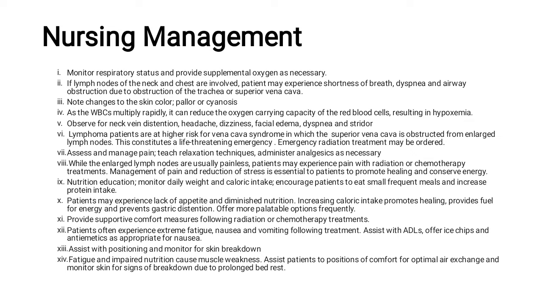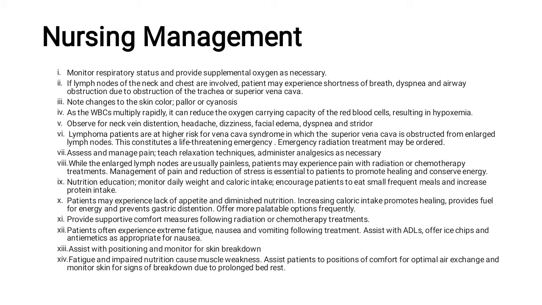Nursing management, that was side effects and how you can manage them. Now the nursing management, first thing you monitor respiratory status and provide supplemental oxygen as necessary. If lymph nodes of the neck and chest are involved, the patient may experience shortness of breath, dyspnea, and airway obstruction due to obstruction of the trachea or inferior vena cava, because the lymph nodes are going to swell and they can block, obstruct, or narrow.